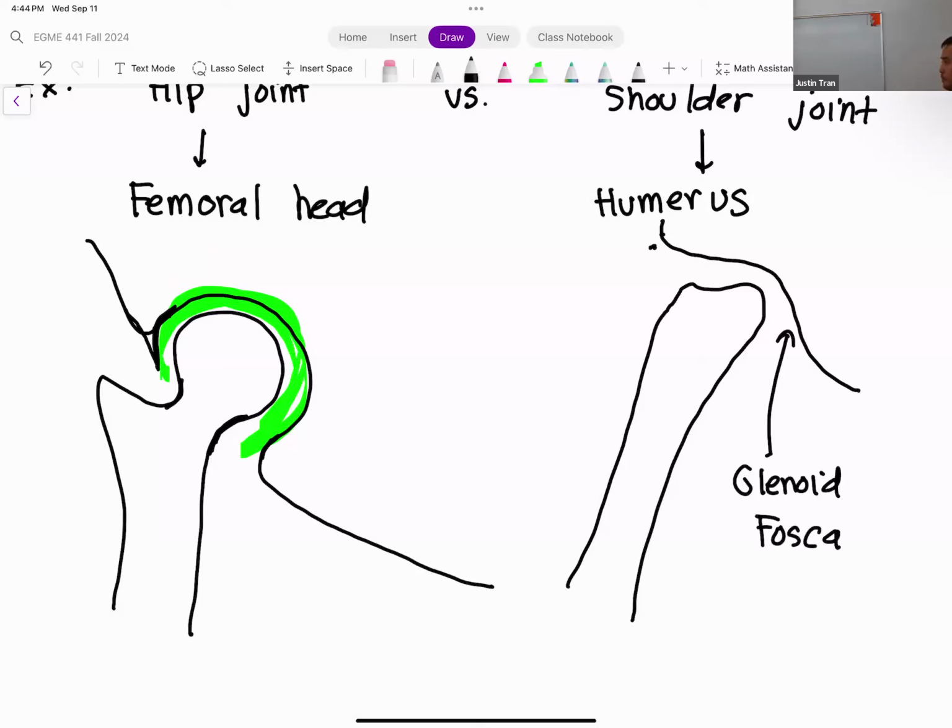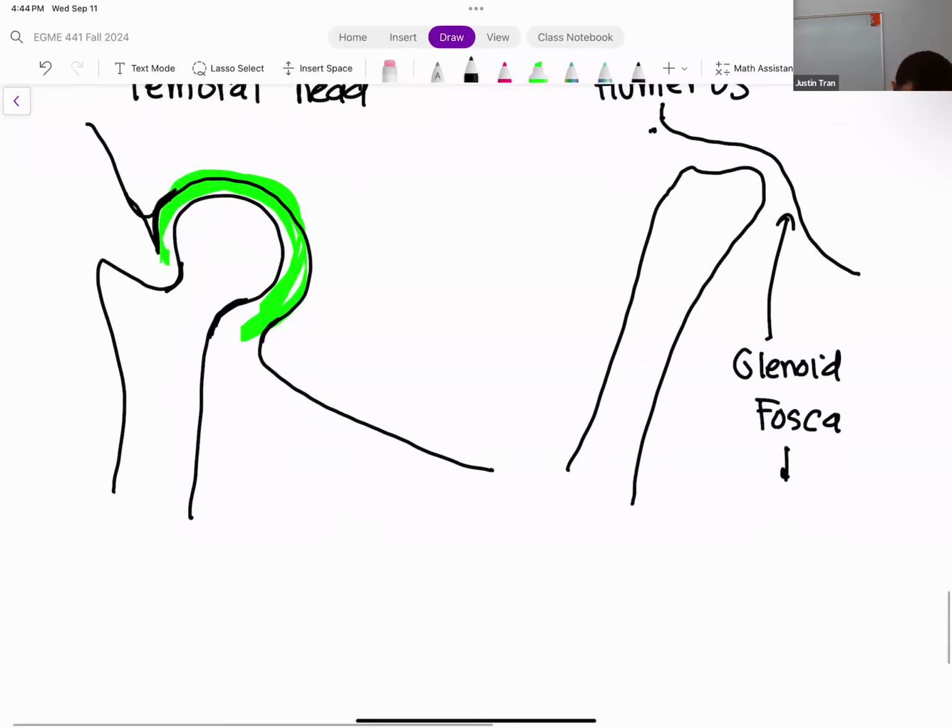It's a very, very narrow socket. In fact, if you look at it, you wouldn't even think that it's a socket to begin with. It just looks like a small indent in that bone. So this part right here is very shallow.